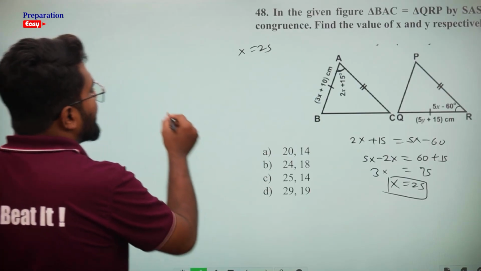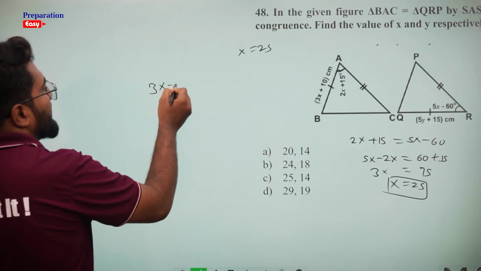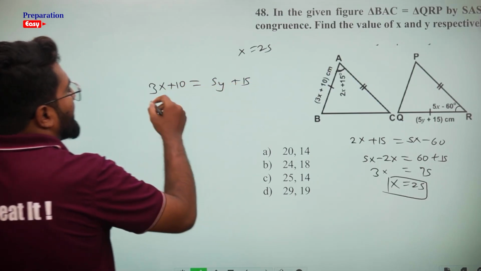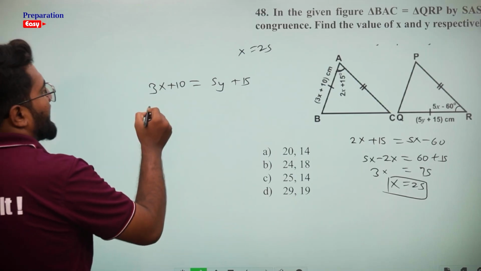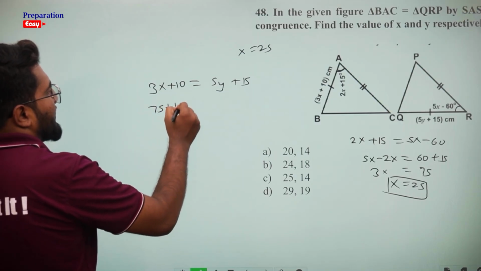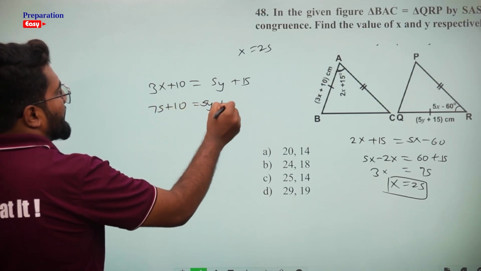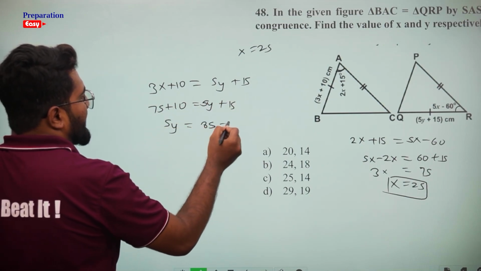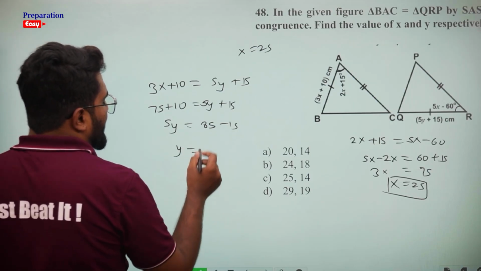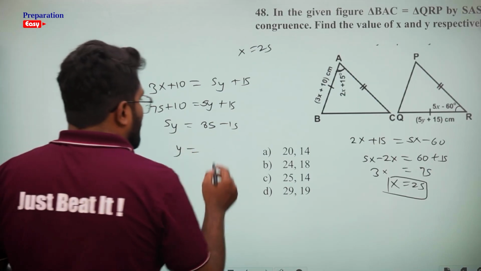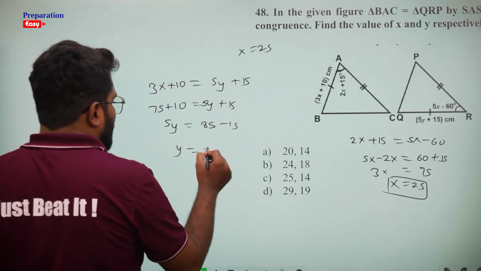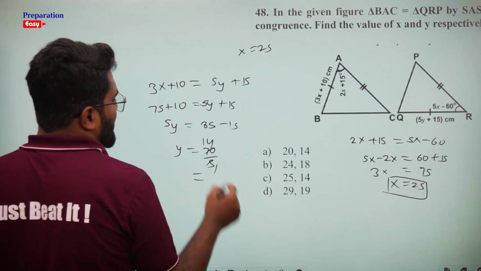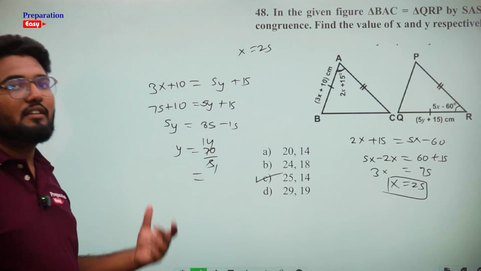Okay, we have to find the value of y. So 3x plus 10, sides are also equal. 3x plus 10 equals to 5y plus 15. But we know that x equals to 25. So 25 into 3 will become 75 plus 10 equals to 5y plus 15. So 5y equals to 85 minus 15. Y equals to 70 divided by 5. So y will become 14. So 25 and 14 will be the answer.